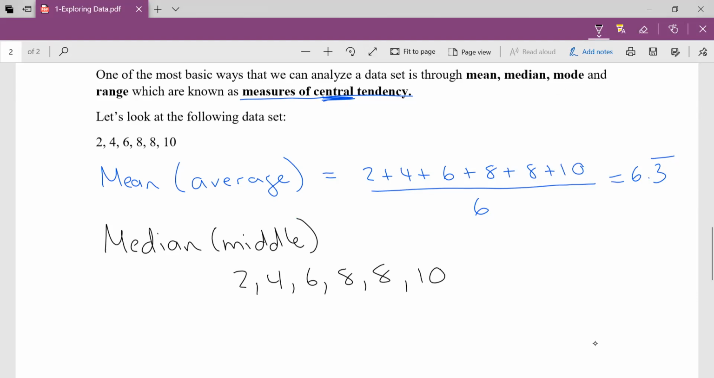Well, I've got 6 data values. If I had 7, like say there was just one more number in here, that would be my median because it's in the dead middle. But I don't. I've got 6 numbers.